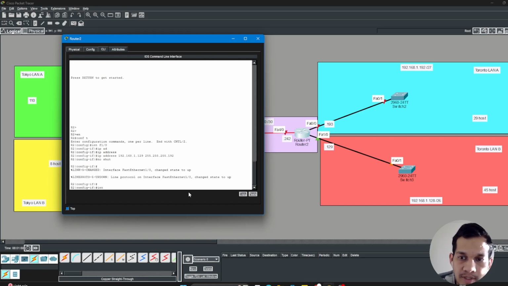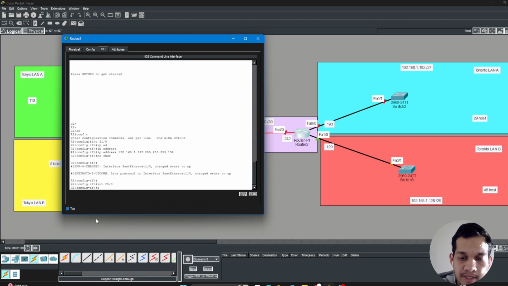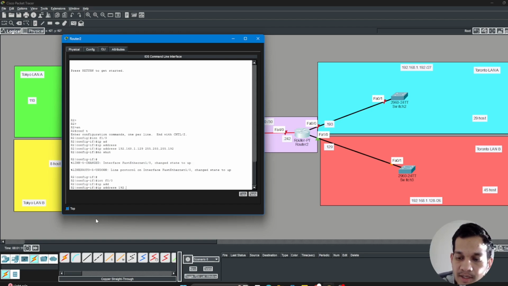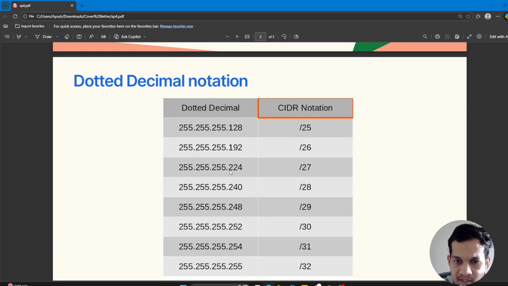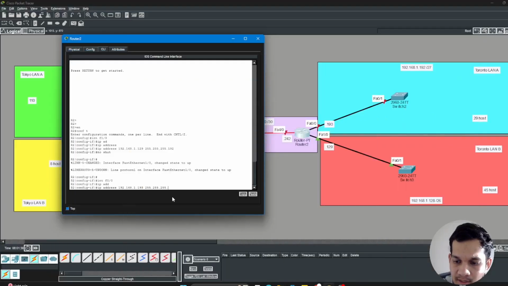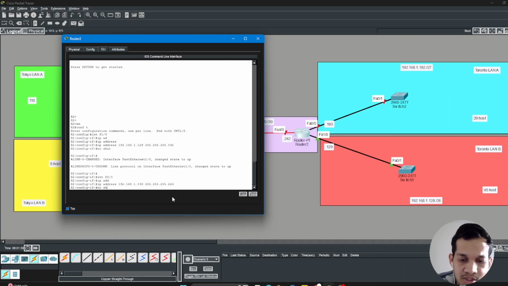And then let's go to interface F0/0 of Toronto LAN A, for the IP address. The network address is 192.168.1.192. Let's use the first usable address on the interface, 193, and that is /27. So /27 means how much? 255.255.255, I believe that is 224. So /27 is 255.255.255.224, and then no shut.